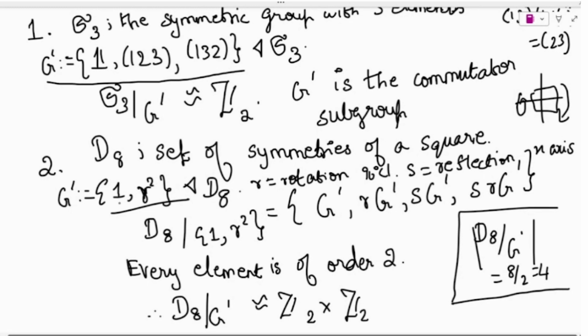So can anyone give me another subgroup of order 2 of D8? This is one subgroup, because R square, if you square it again, it will be just the identity. So this is a subgroup. Can anyone give me another subgroup of order 2 of D8?